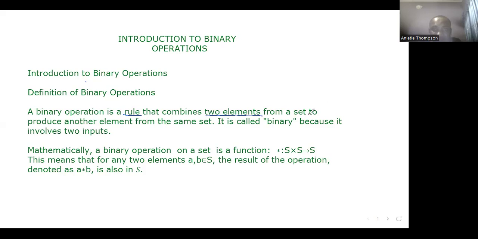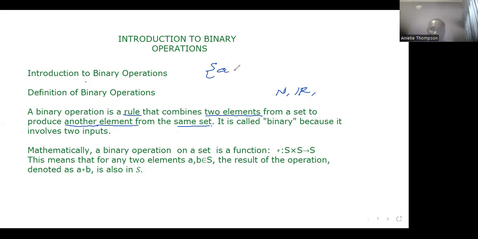Let me say from a particular set. It can be the natural numbers, it can be a set of real numbers, it can be any set. It can be a user-defined set, where someone decides to work with a particular set of elements to produce another element. I want you to look at the words another element from the same set. Whatever element is produced must also belong to the same set.